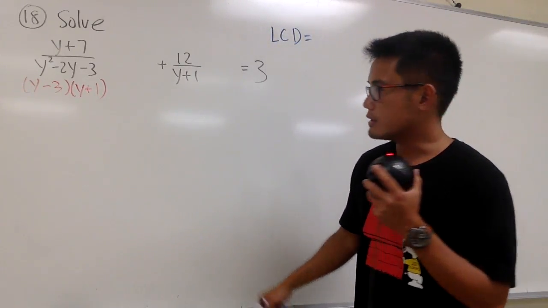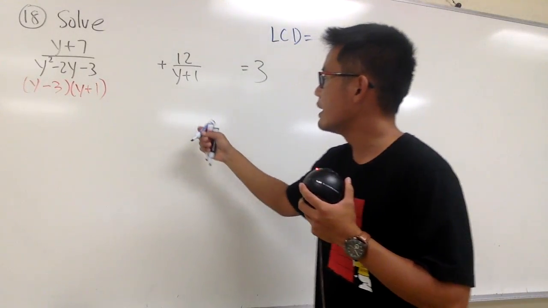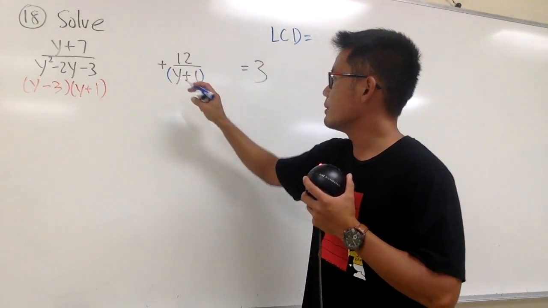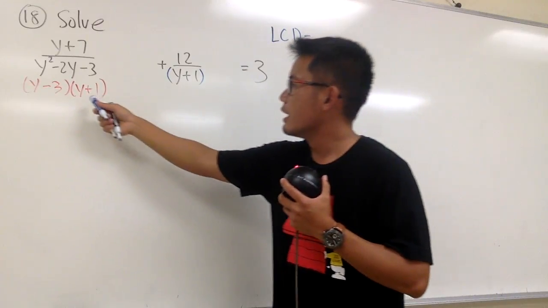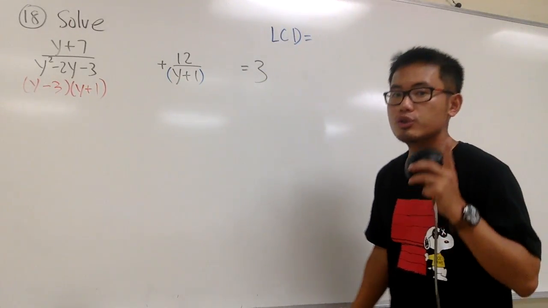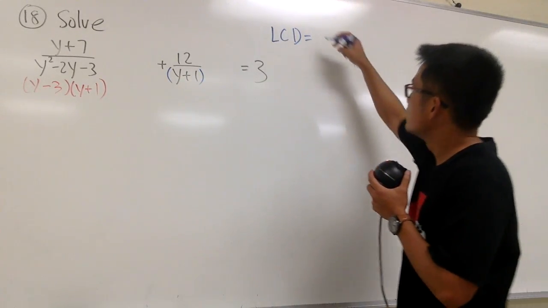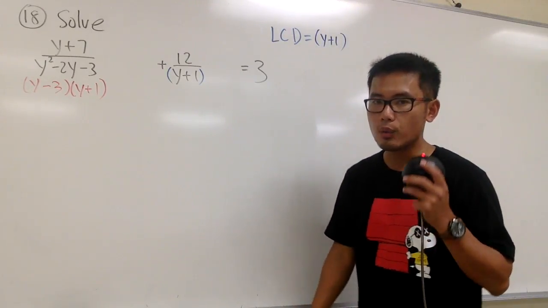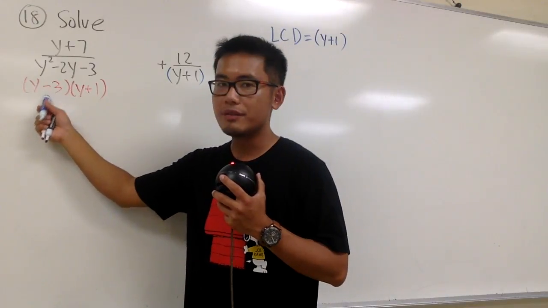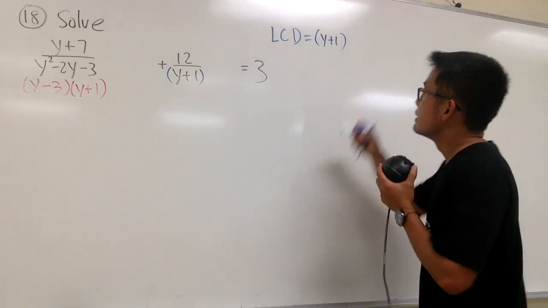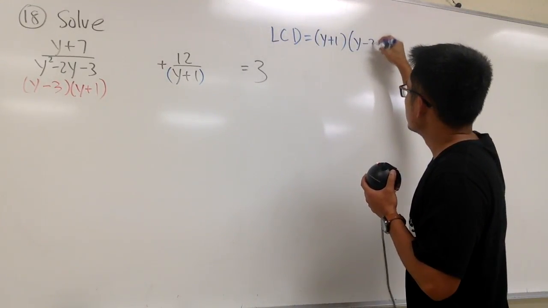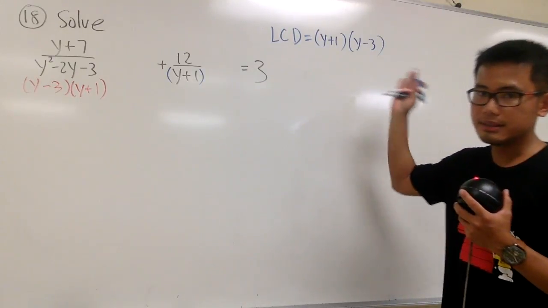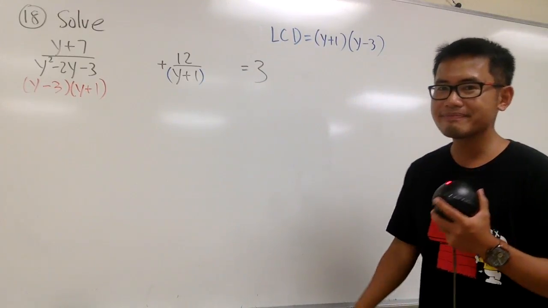First of all, you see the y plus 1, and if you would like, let's put parentheses right here. This and that, they are in common. We just have to write it down one time. So we will have the y plus 1, right? And what else is missing? We need to have this, y minus 3. So we multiply by y minus 3 right here. And this, in fact, is enough, all right?